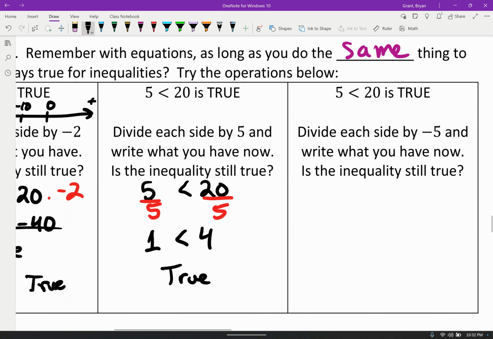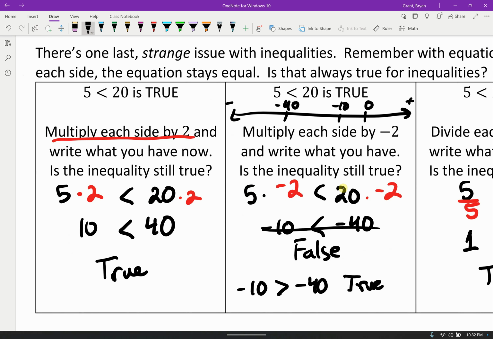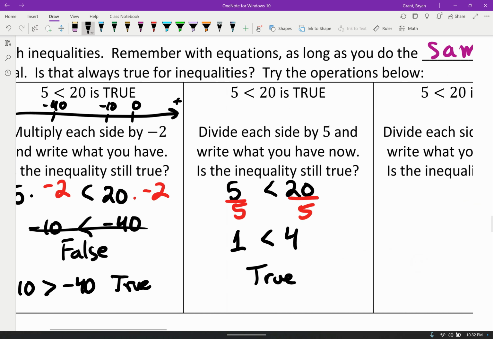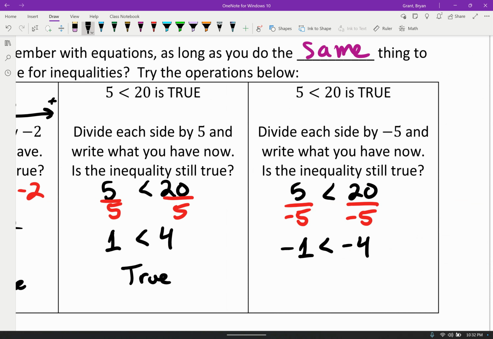Okay, now there was an issue when I multiplied, but not by a positive. The issue only came up when we multiplied by negatives. So let's try this over here. Let's do the same thing again, but now let's divide by negative 5, like so. A positive divided by a negative is a negative 1. A positive divided by negative 5 is negative 4. Is negative 1 smaller than negative 4?